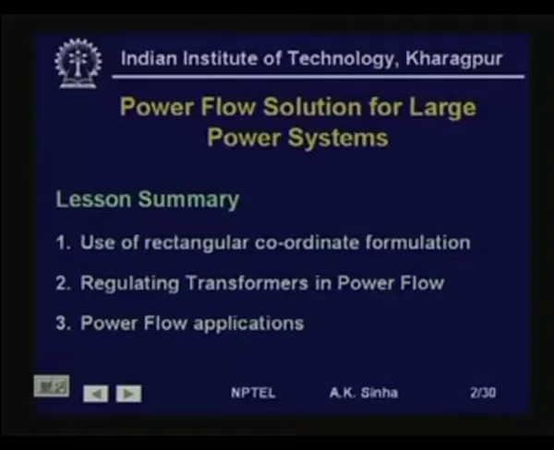In this lesson, we will continue with power flow solution for large power systems. We will first make use of rectangular coordinate formulation for Newton-Raphson load flow, and we will see how this helps in speeding up the algorithm. Then we will talk about how to model regulating transformers in power flow formulation, and finally we will talk about applications of power flow in power systems.